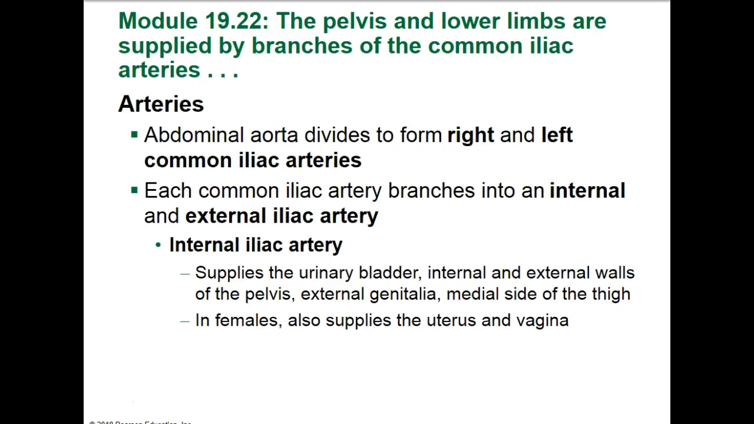Arteries, continuing. The abdominal aorta then divides to form the right and left common iliac arteries. Each common iliac artery branches into an internal and external iliac artery. The internal iliac artery supplies the urinary bladder, internal and external walls of the pelvis, external genitalia, and the medial side of the thigh. In females, it also supplies the uterus and vagina.